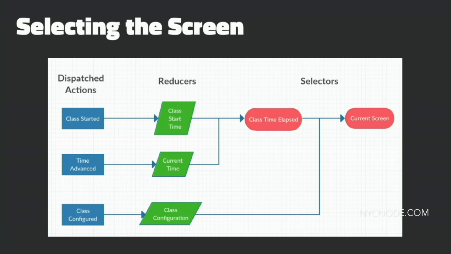And combining current time and class start time, we can get the time that has elapsed, and then combining that with the configuration, we can get what the current screen is. Essentially, that gets sent with the state that goes to the client, and then connected to a React router to determine which component is currently rendered. And all that's done in the browser, but all the selectors are done on the server.